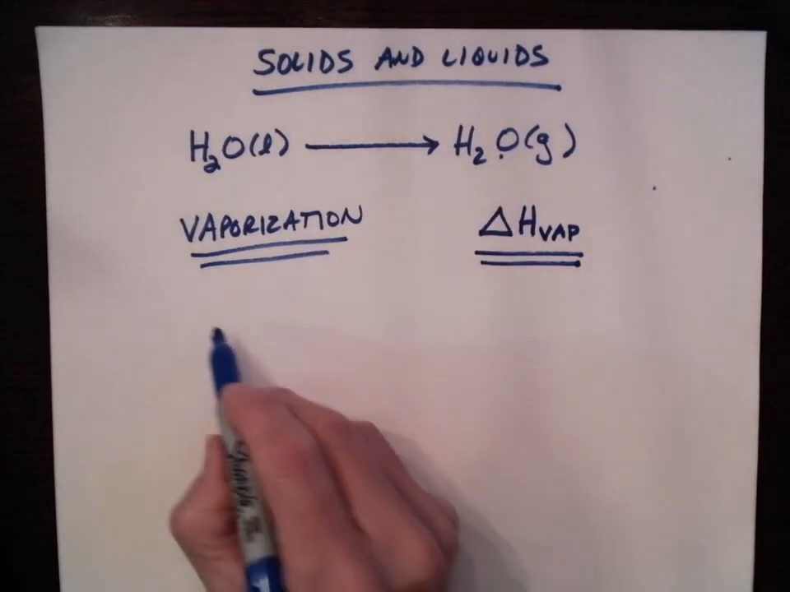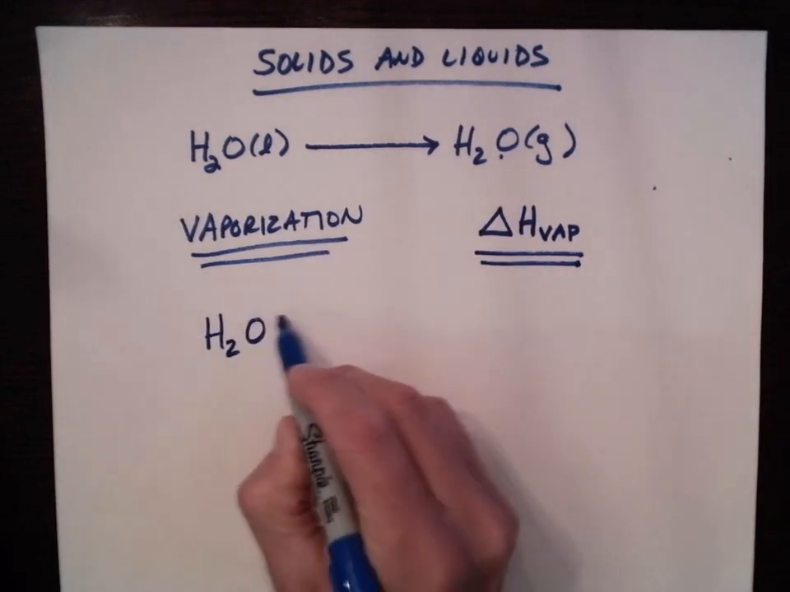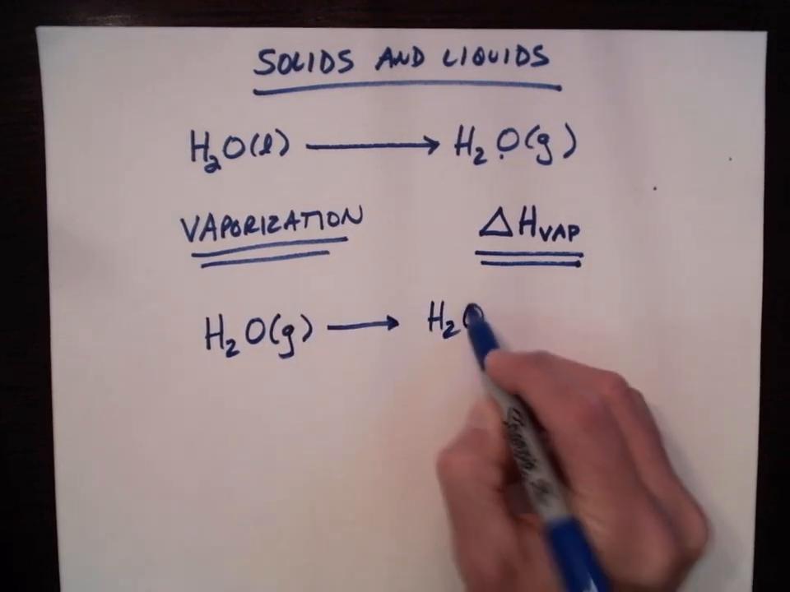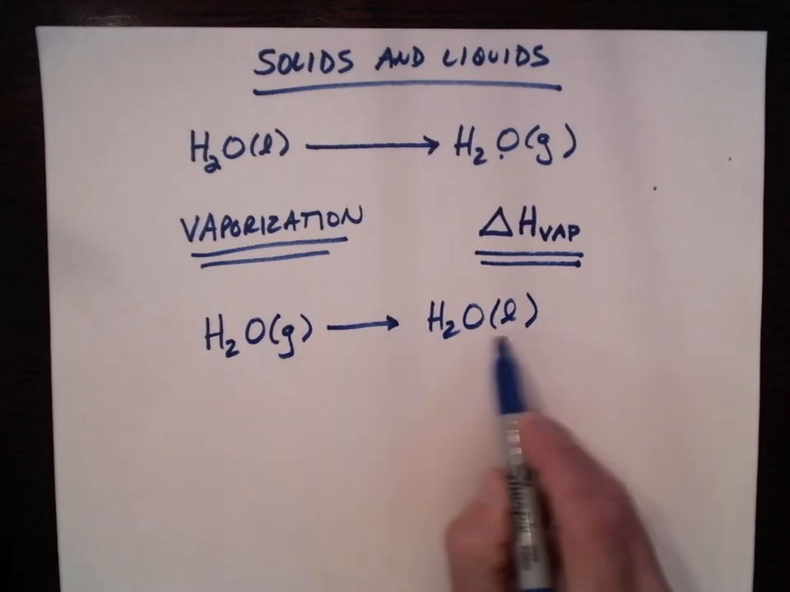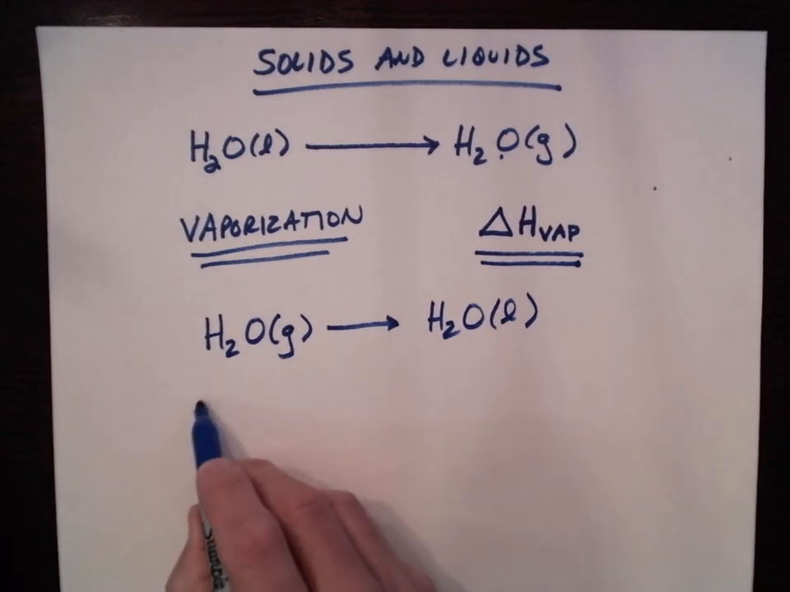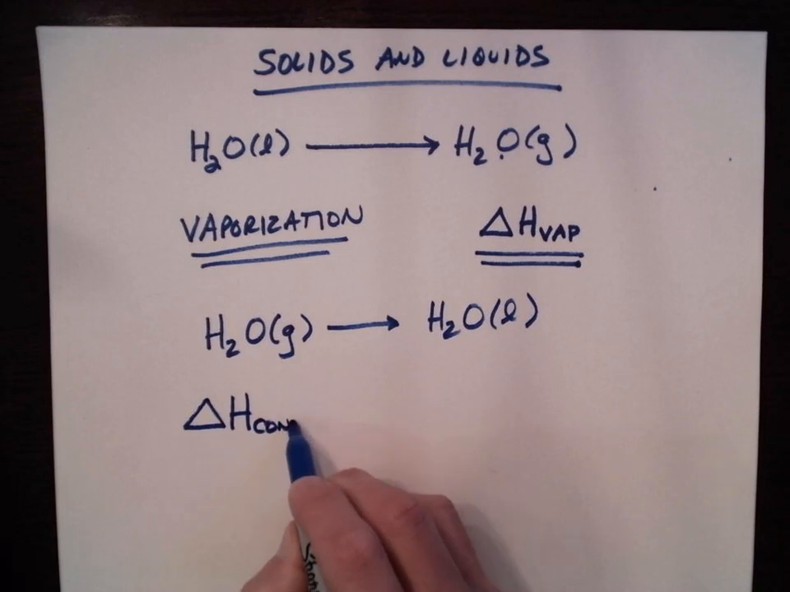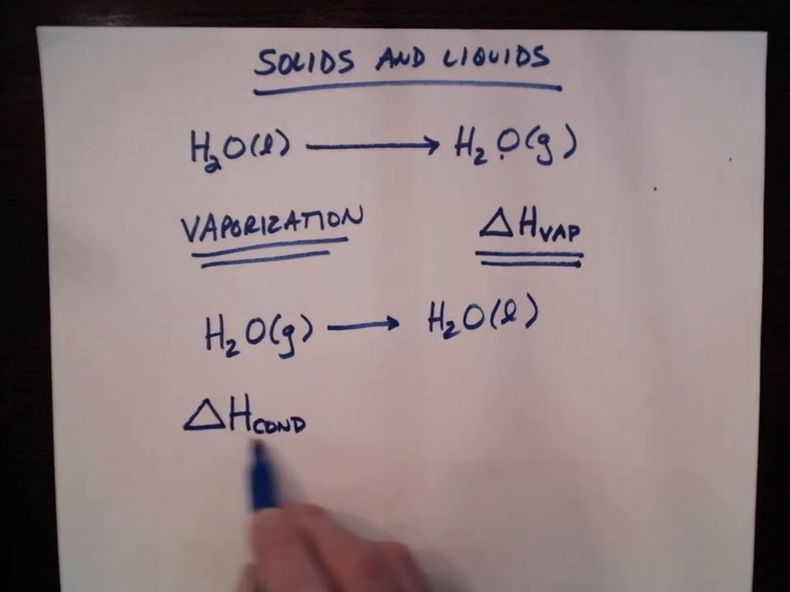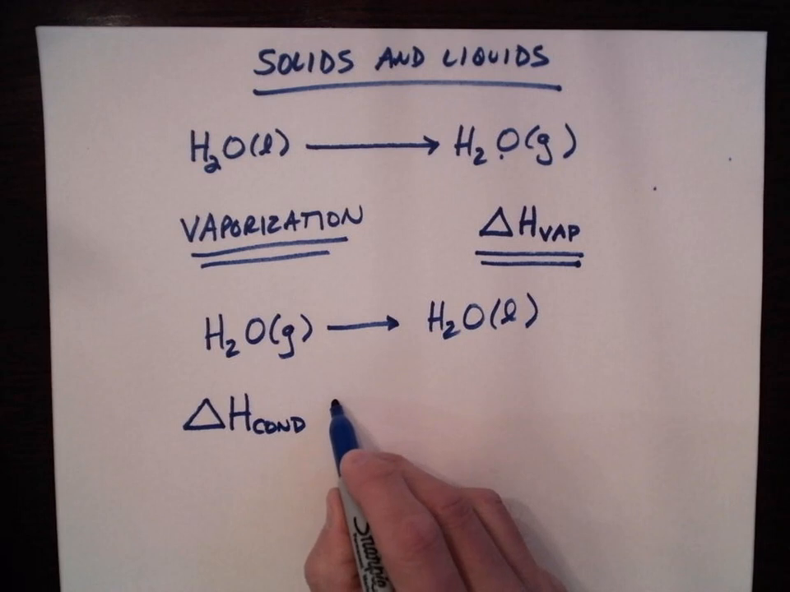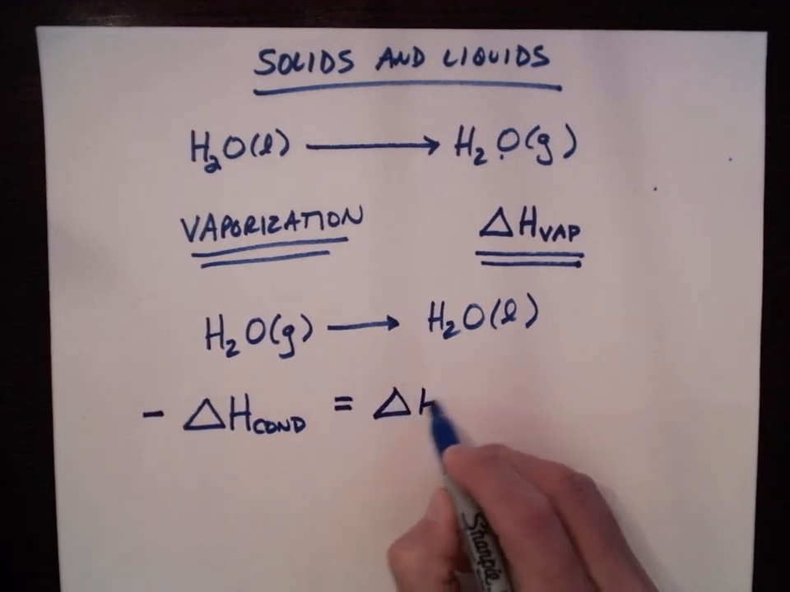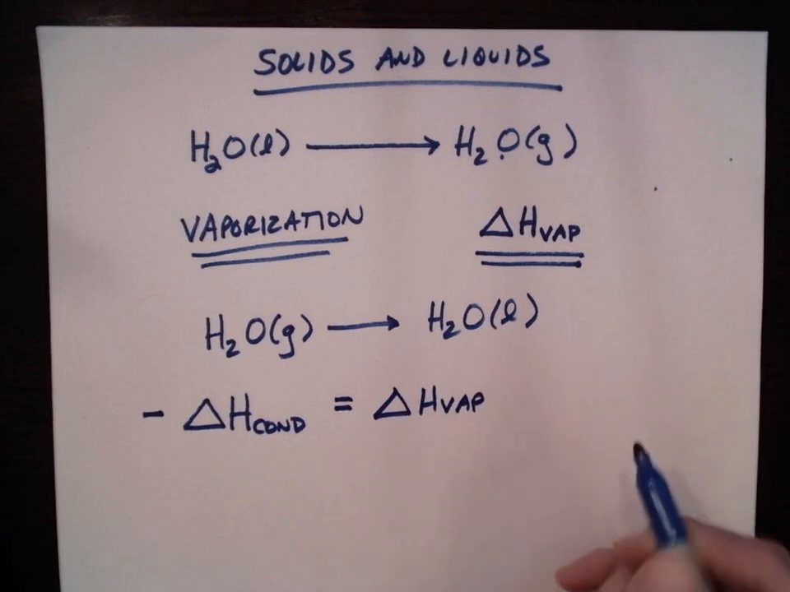You should recognize that the opposite of this process is the process of a gas going to a liquid. This is known as condensation. We could write the energy change associated with this as delta H cond for the enthalpy of condensation, and we should recognize that this is going to be the opposite of whatever the enthalpy of vaporization is.